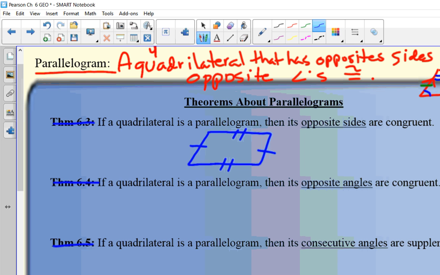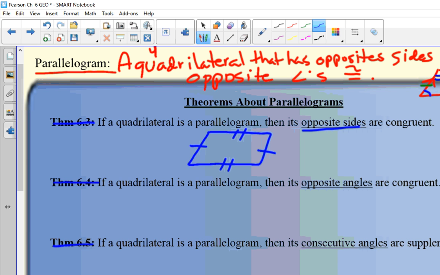Are opposite sides in a square congruent? Well, yes, they are. Are all four sides congruent in a square? Well, yes, they are. But that still fits the definition of a parallelogram, because it's just saying opposite sides are congruent. In a particular parallelogram, though, they're not all going to be equal.